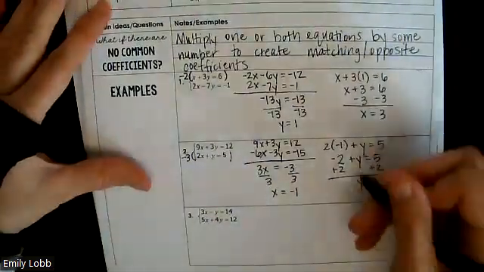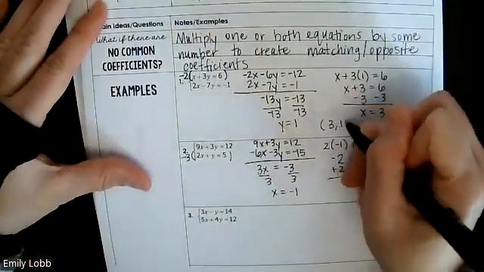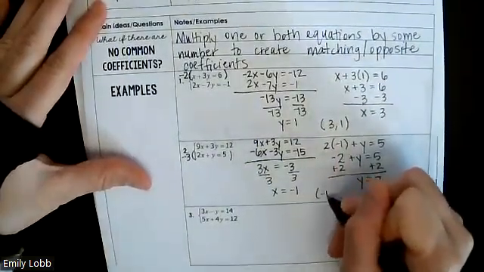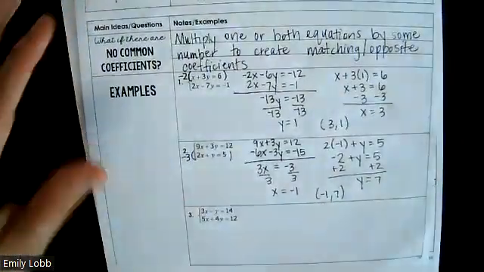Oh, I didn't even give the final answer up here either. So this is 3, 1. This one down here is negative 1, 7. Silly me.